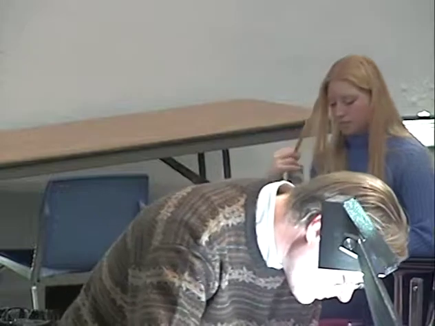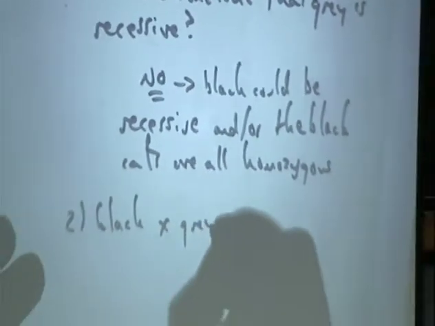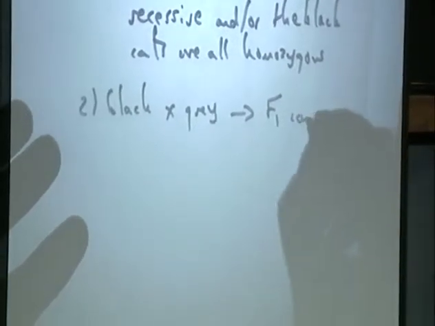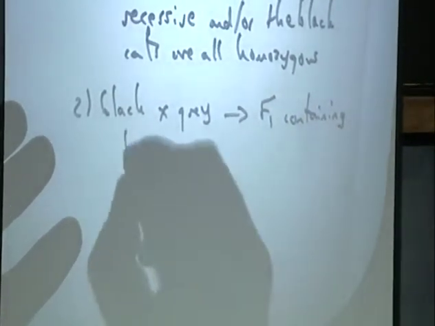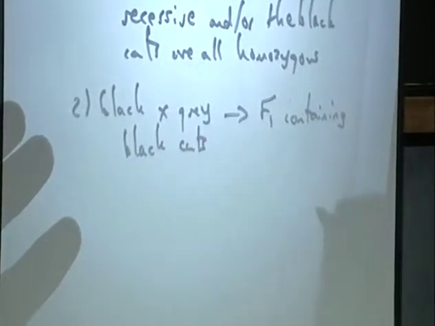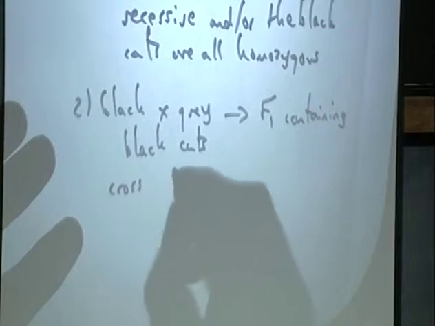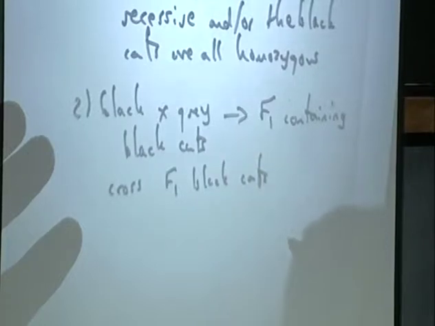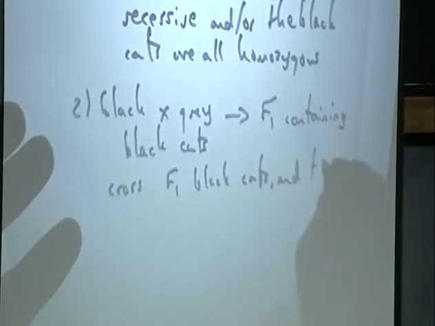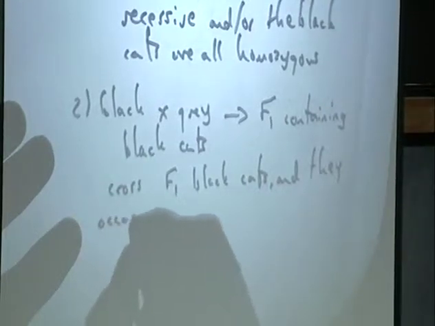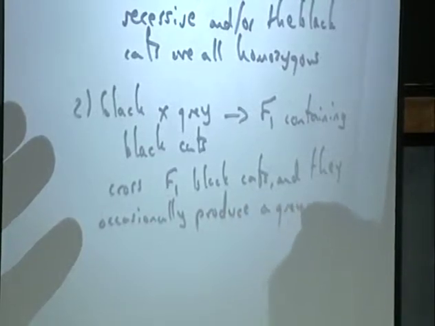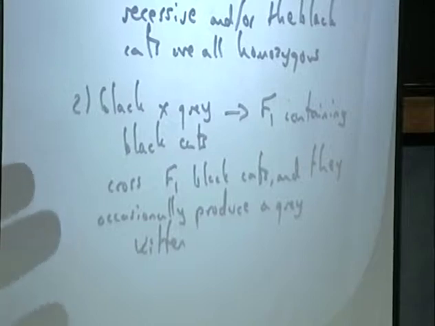Okay, let's say that we take a black cat, cross it with a gray cat, we produce an F1 that contains black cats, and then we cross the F1 black cats, and they occasionally produce a gray kitten.